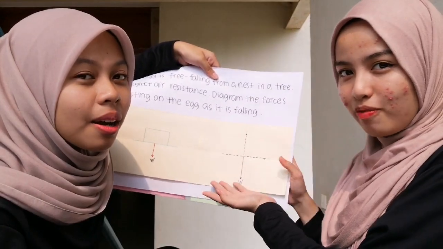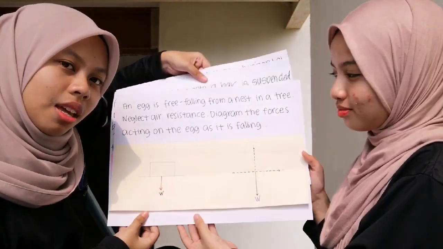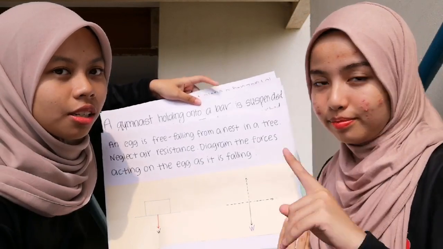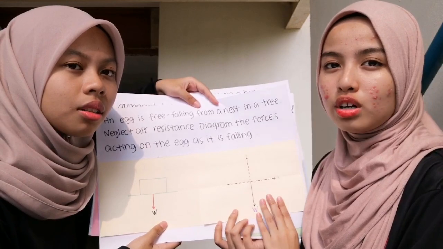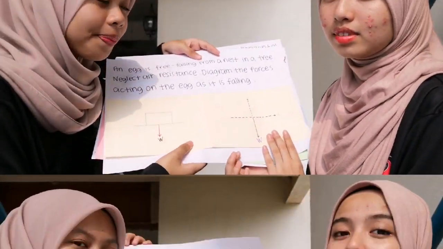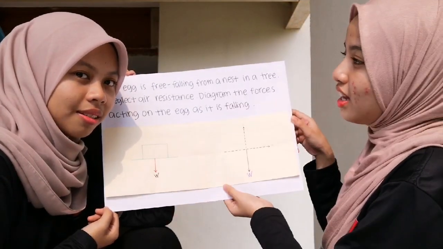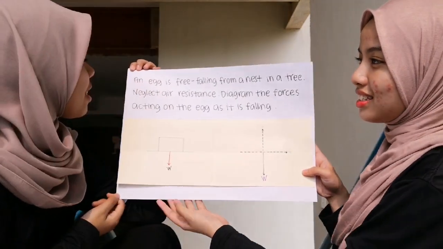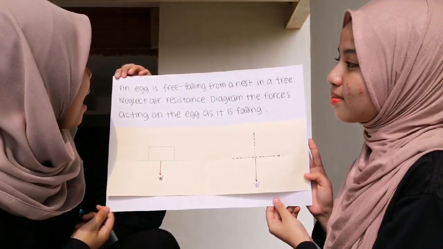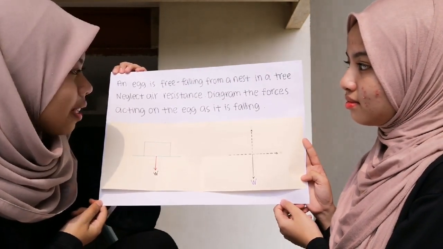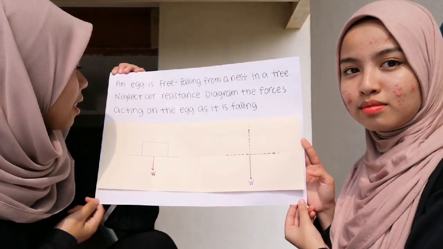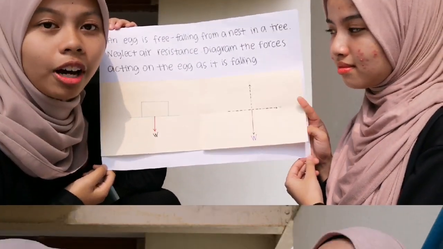Now that we have covered the types of forces, we are going to move on to the questions that we have prepared for you. There are a lot of questions, but they are all about how to draw the free body diagram. Aliah, could you read the first one for us? Yes, of course. An egg is free falling from a nest in a tree, neglecting air resistance. Diagram the forces acting on the egg as it is falling.